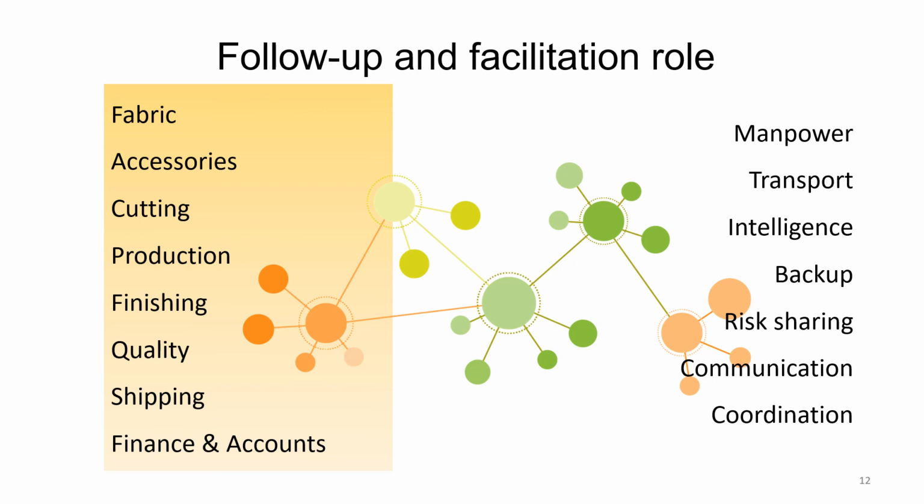So if you look at the fabric or accessories, cutting, production, finishing, quality, shipping, finance, and accounts. Now let's say fabric. The fabric department will need manpower, they will need transport, because fabric has to be sent for processing, then it has to be brought back. You need intelligent people. A certain amount of intelligence is required. You need backup. If there are 4 persons working in a fabric department, and 1 or 2 persons are not there, who's going to take care of the functions of the other 2 persons? So there has to be a backup. Someone else has to be immediately called in so that the work for the entire day does not suffer.